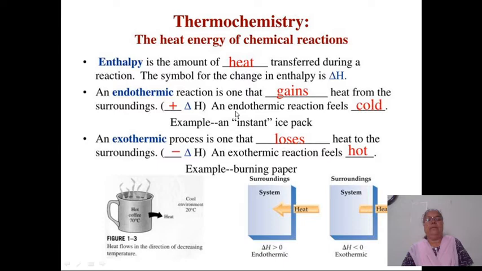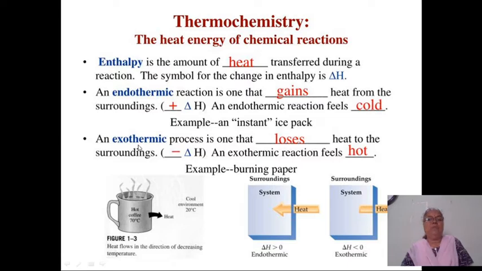An endothermic reaction feels cold. For example, an instant ice pack. Here, an endothermic reaction is one that gains or absorbs heat from the surroundings, and it is given by the positive sign. An endothermic reaction feels cold, for example, an instant ice pack.